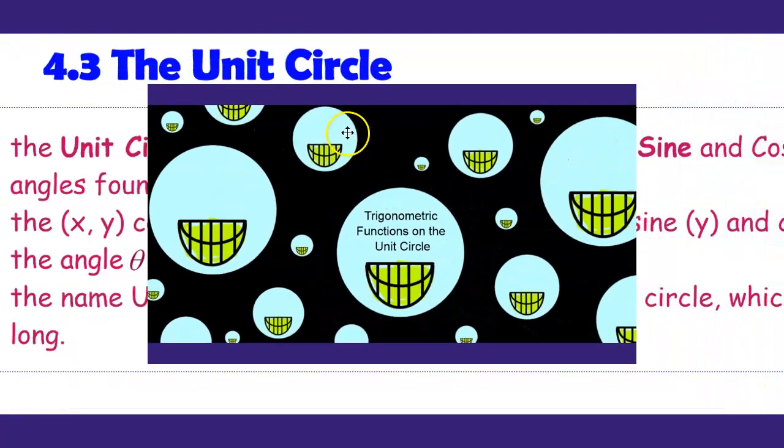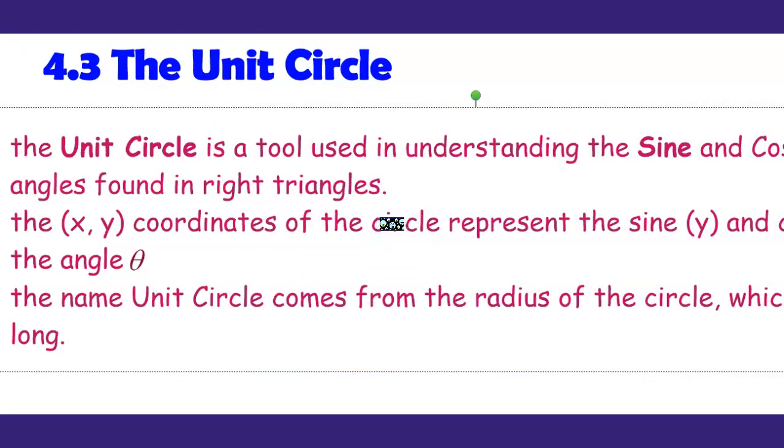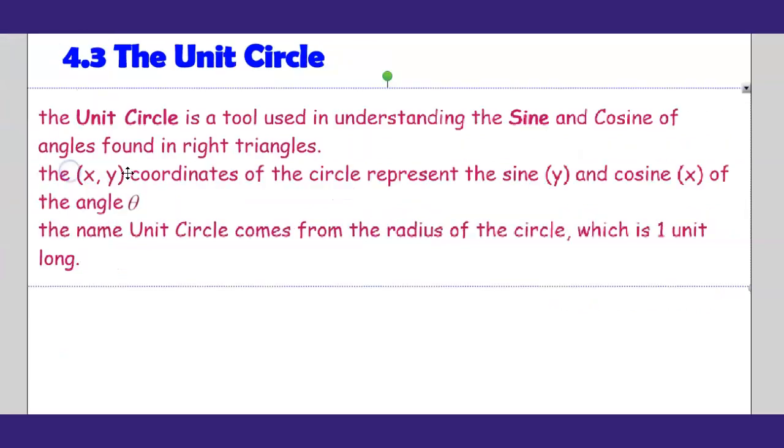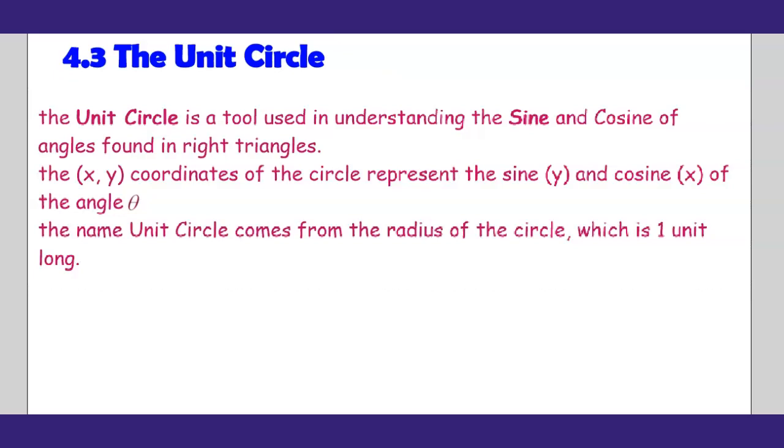The unit circle is a tool used for understanding the sine and cosine of angles. Angles are found on the right triangle. The x and y coordinates of a unit circle represent the cosine and sine values. Sine is y, guys. All right, so it's important you know that. Cosine is x. Sine is y. Cosine is x, for the angle of theta.